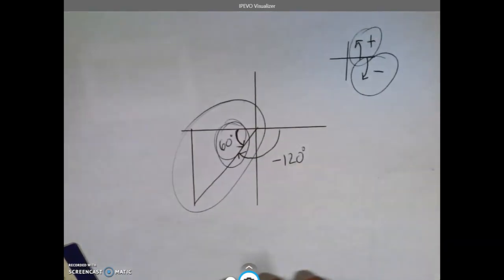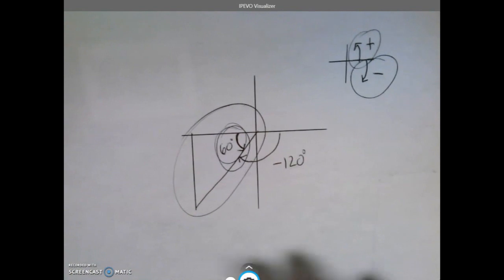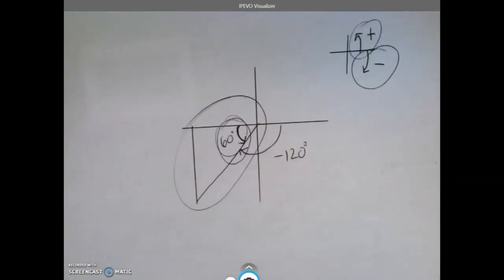You don't need to memorize any of those formulas from that section on reference angles. Just do it this way, and you'll be totally fine.